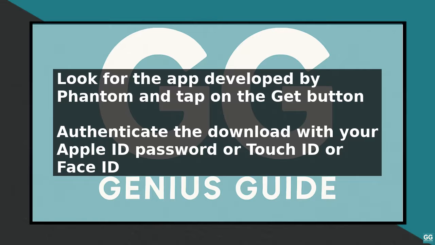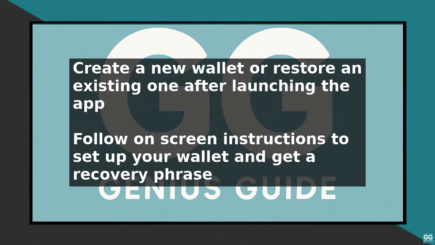If you are new to Phantom Wallet, select the Create New Wallet option and follow the on-screen instructions to set up your wallet. During the setup process, you will be given a recovery phrase, which is used to restore your wallet in case you lose access to your device. Make sure to write down the recovery phrase and store it in a safe place.